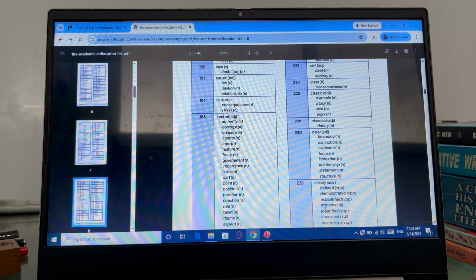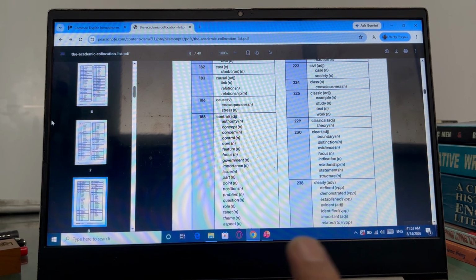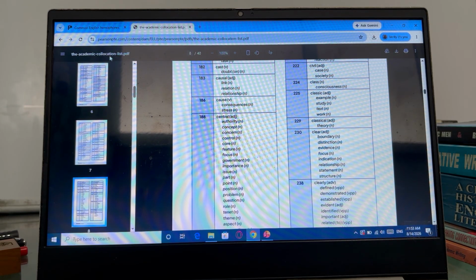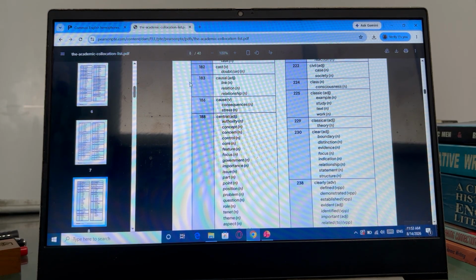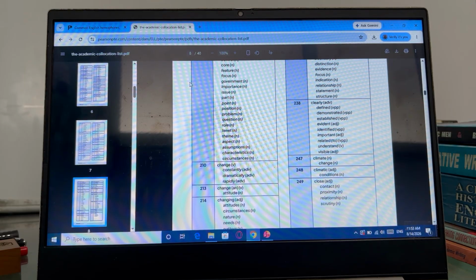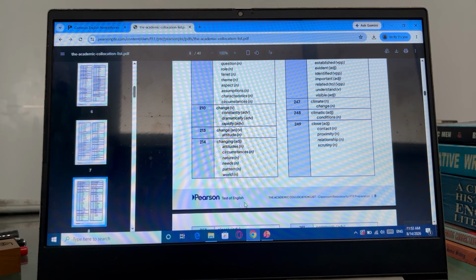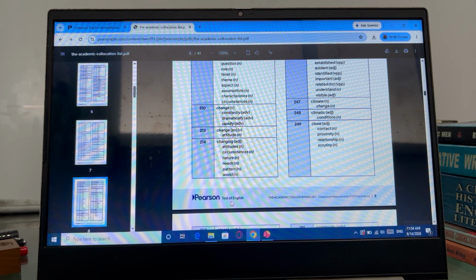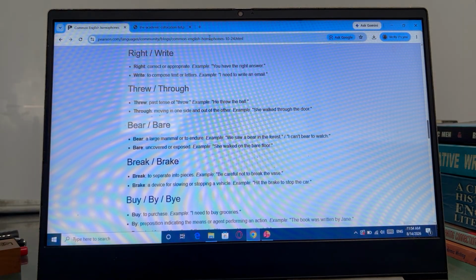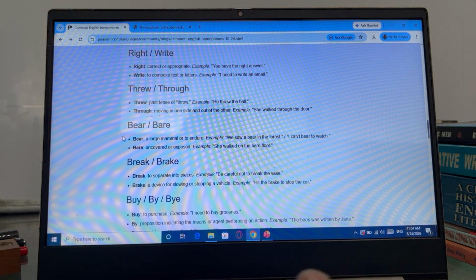You can download it from pearson.com. All you need to do is search for the academic collocation list by Pearson. Google it, you can find it. This is all prepared by pearson.com, our PTE exam board. And similarly, you can see the homonyms list also. It is also prepared by Pearson, the PTE exam board.